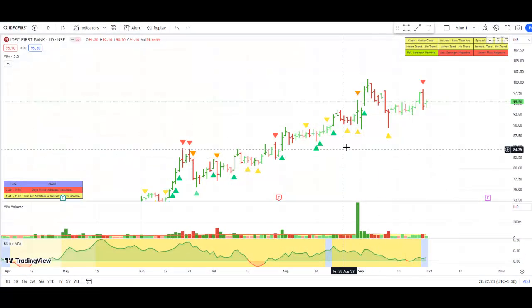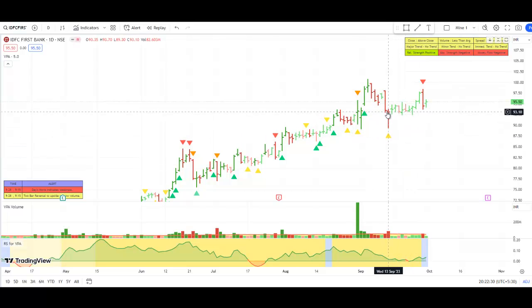Now coming to the chart here of VPA 5.0, you can see the signal here. Here you can see the open and close are almost the same, though it had a big tail here, but they were the same and the volume was above average here. So this high volume was not able to move the price much here. It almost closed near the open.